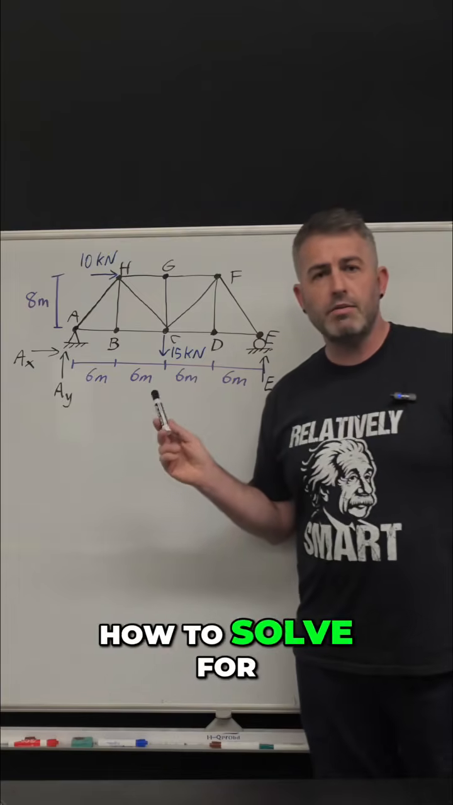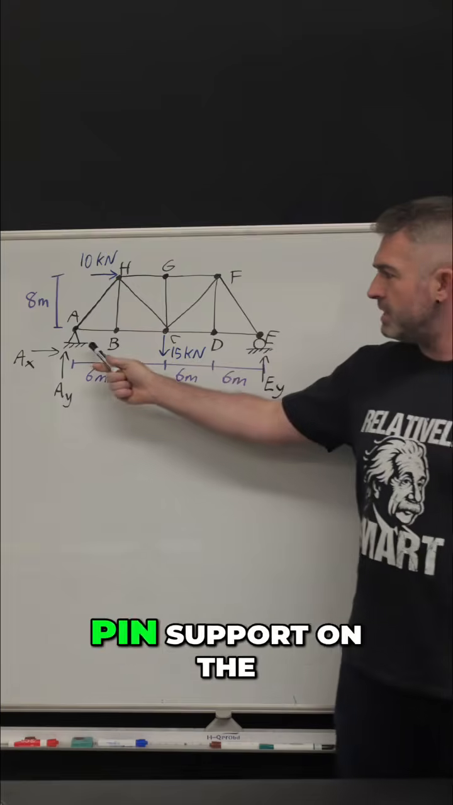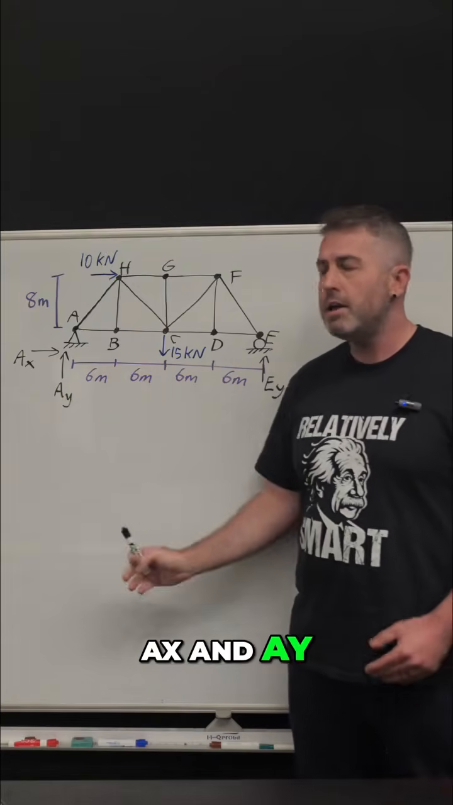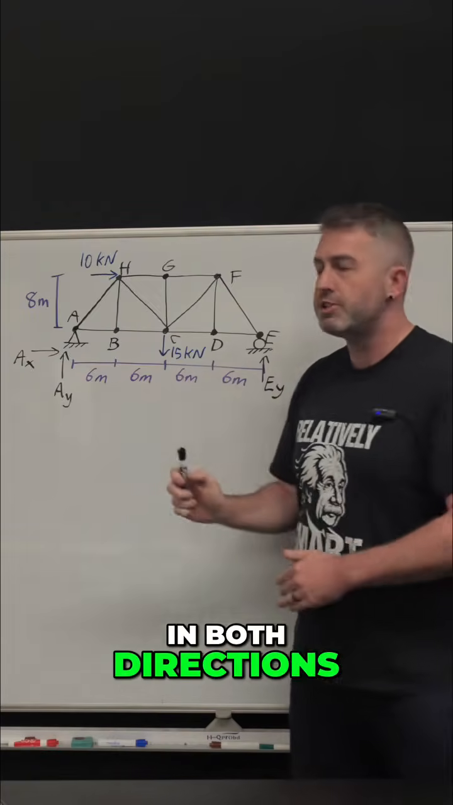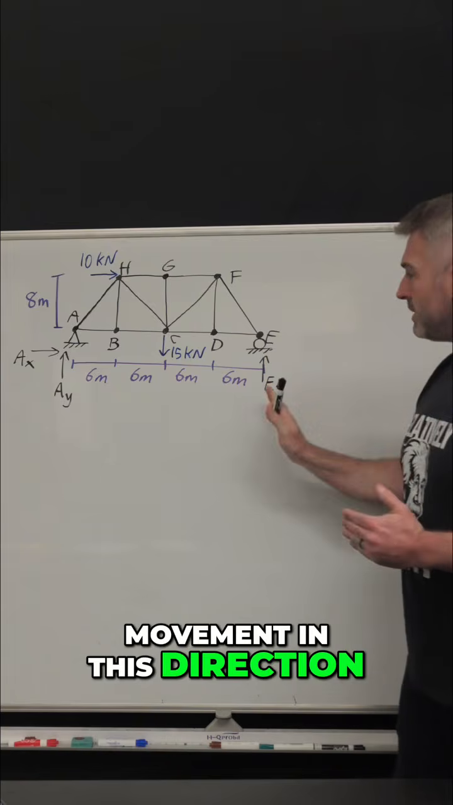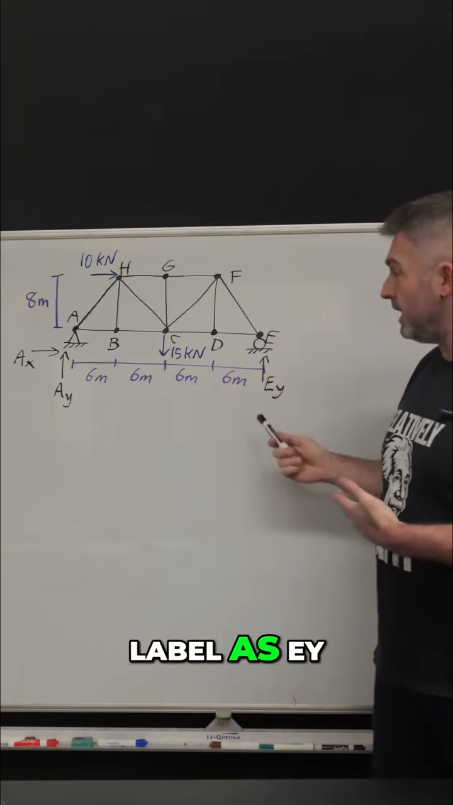Let me show you how to solve for the reaction forces on this truss problem. If you have a truss with a pin support on the left side, it has two reactions, AX and AY, because it's preventing movement in both directions. The roller on this side allows free movement in this direction, but it's preventing movement in the vertical direction, so it's going to have one reaction, which I'll label as EY.